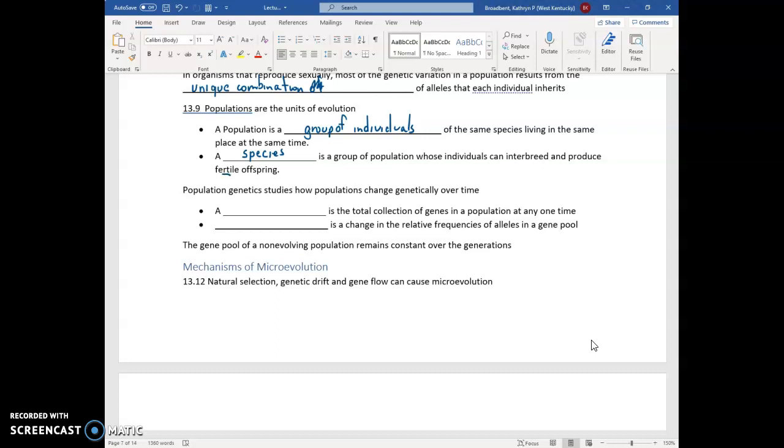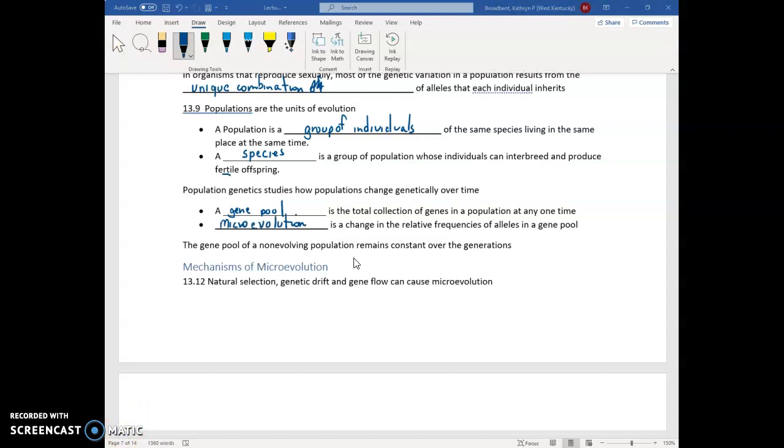Population genetics shows how populations change genetically over time. And so we have some terms. We've got a gene pool, which is a total collection of all the genes in the population at that one time. And we've got a new term, microevolution. It's a change of the relative frequencies of alleles in the gene pool. Now, if the population is not evolving, the gene pool will remain constant. Microevolution is kind of like a mini evolution, just a little bit of evolution.